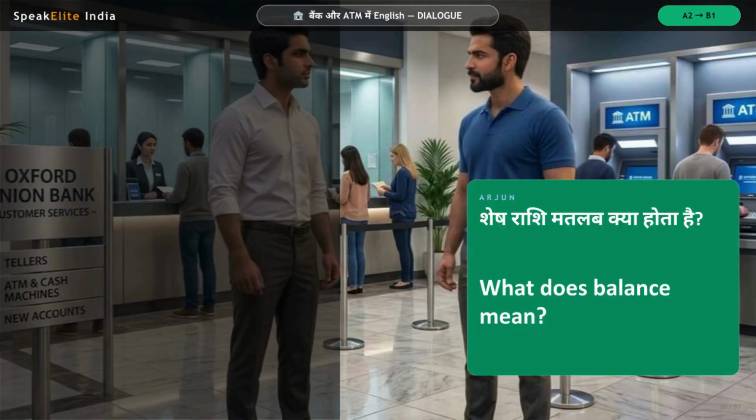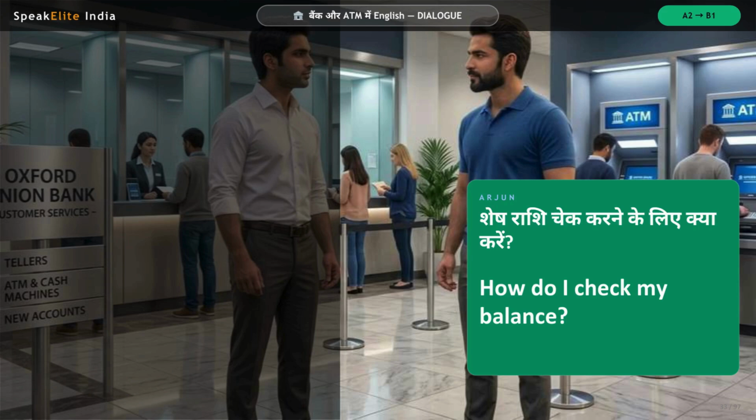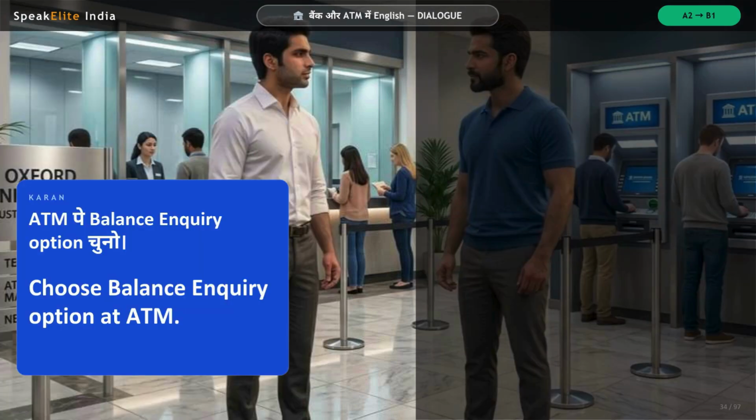What does balance mean? Balance means how much money is left. How do I check my balance? Choose balance inquiry option at ATM.